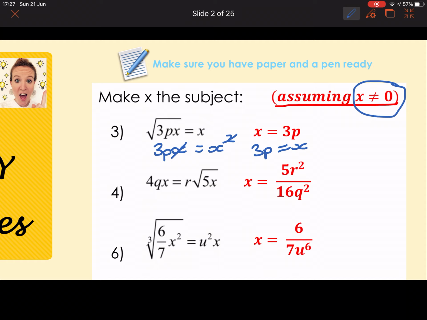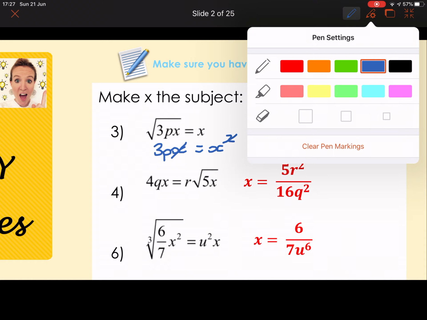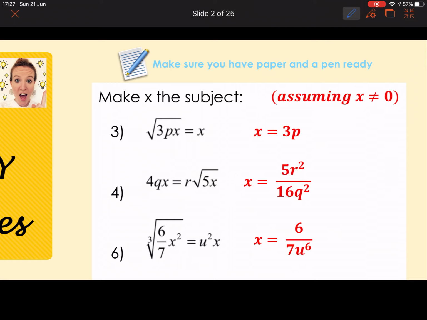Now, don't get into the habit of doing that when you see an x squared, because if you do it and you're not told that x doesn't equal 0, then you're ignoring one possible solution. And I'll show you why that is. If we instead rearranged this, so I'll just do that a little bit again there. So we get 3px equals x squared.